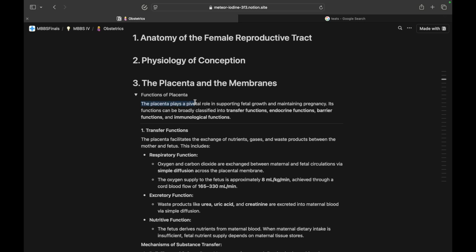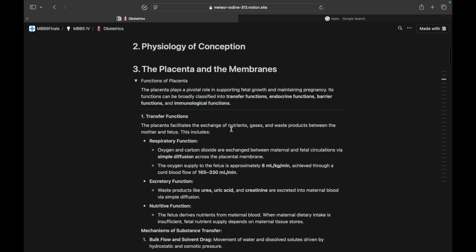So placenta plays a vital role in supporting fetal growth and maintaining pregnancy. So we all know how placenta looks. During delivery it is delivered, and it is an important anatomical structure. Its functions can be broadly classified into these: transfer functions, endocrine functions, barrier functions, and immunological functions.